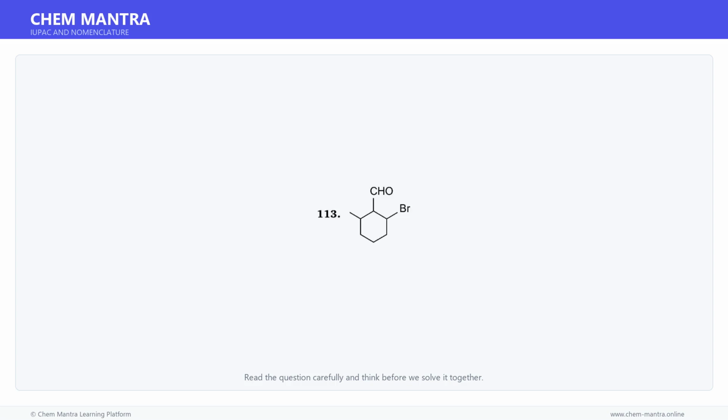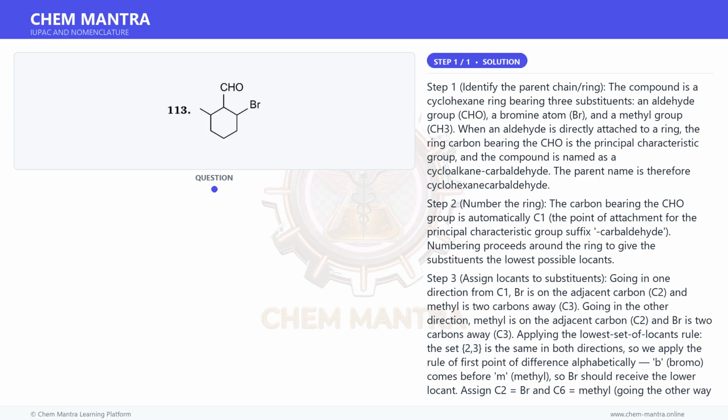Here is a question. Read it carefully and think about the answer. Let us solve it step by step. Let us begin solving this step by step. Step 1. Identify the parent chain ring.